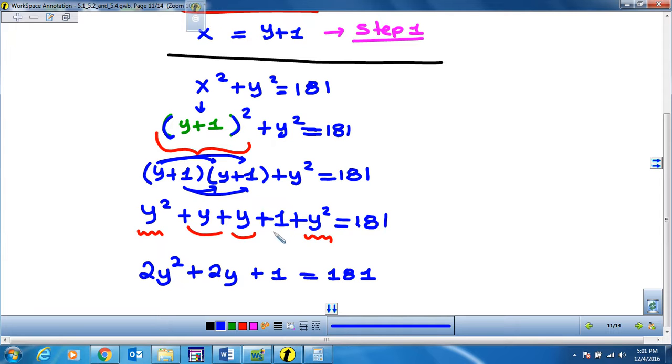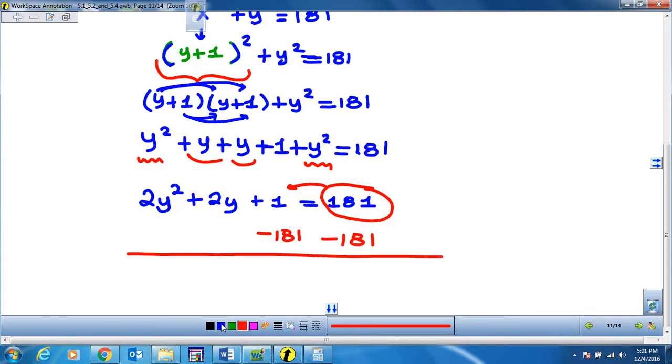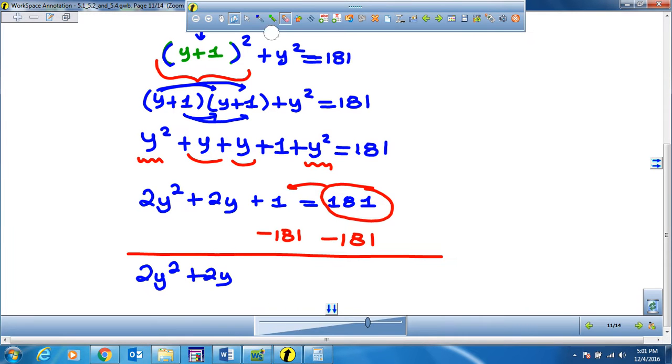So move all your terms to one single side. Since most of them are already on the left side, let's take the 181 to that side. So 2y squared plus 2y, minus 180 equals 0.